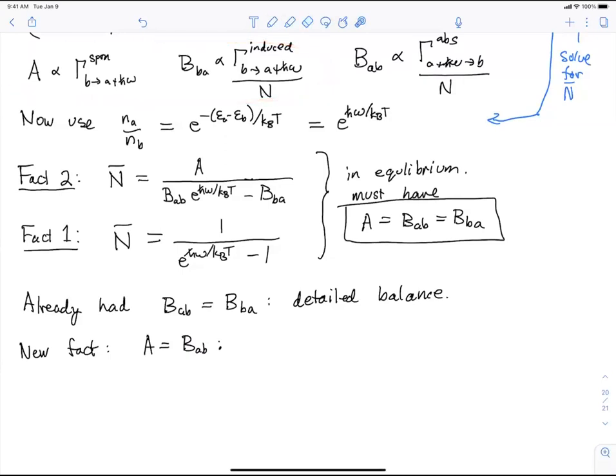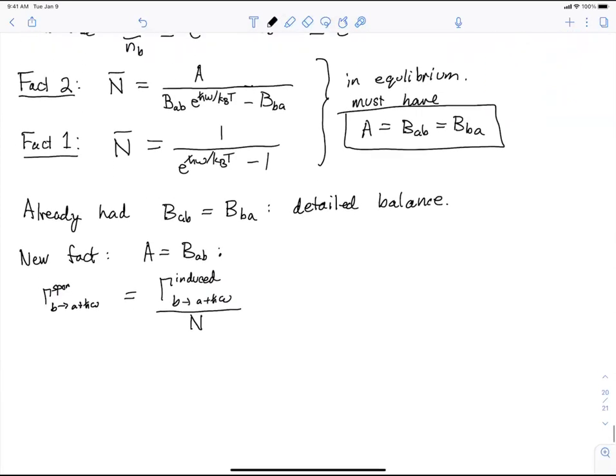that means that the spontaneous emission rate for B goes to A plus H bar omega has to be the induced rate, the thing we actually calculated, for B goes to A plus H bar omega, except that we have to divide by the number of photons present in each mode. Okay, so that's the only way this can be consistent with statistical mechanics. That's the argument.